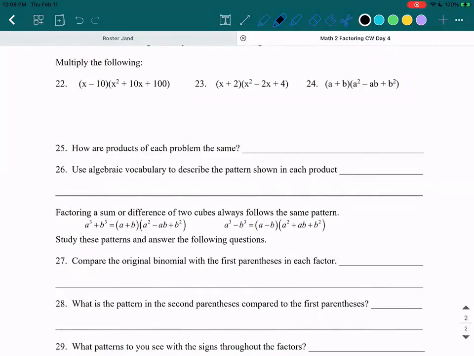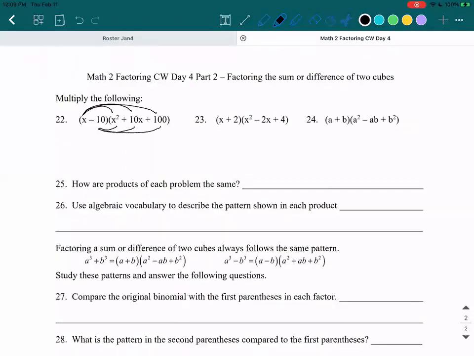And then we have to essentially just distribute everything in the first factor to everything in the second factor. So we're going to follow this pattern. So distribute the x to everything and then distribute the minus 10 to everything. Okay, so let's take that x and distribute it to everything. So x times x squared gives us x cubed. x times 10x gives us 10x squared. x times 100 gives us 100x.